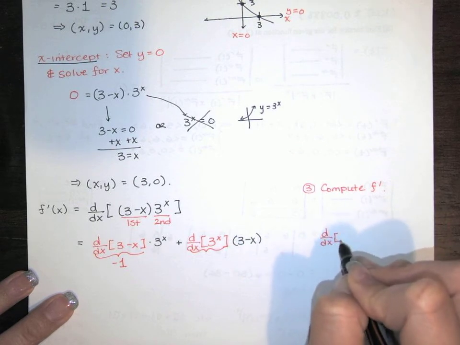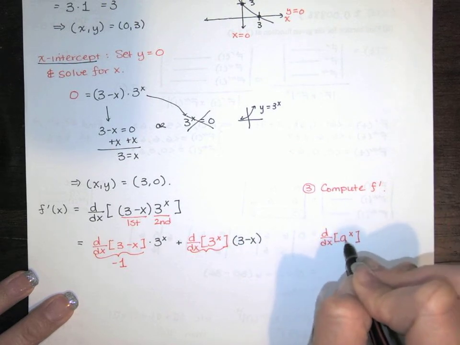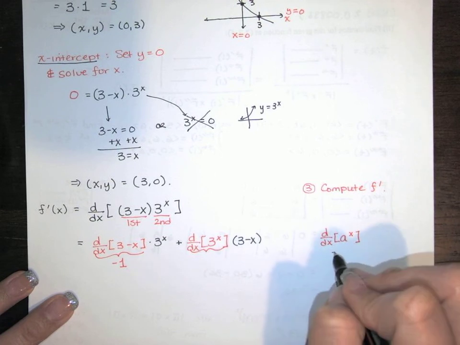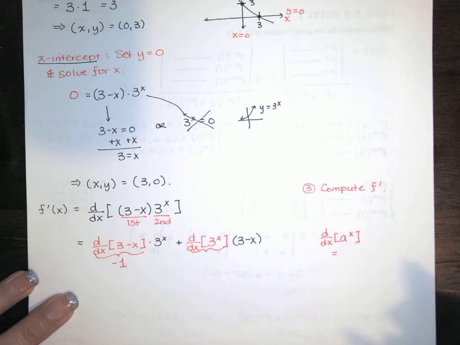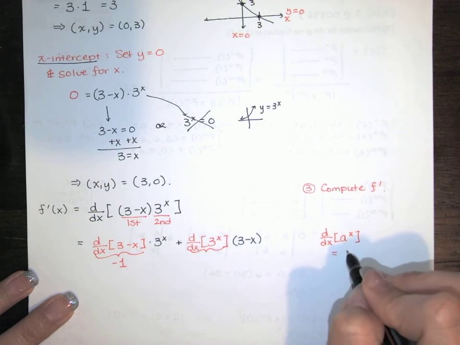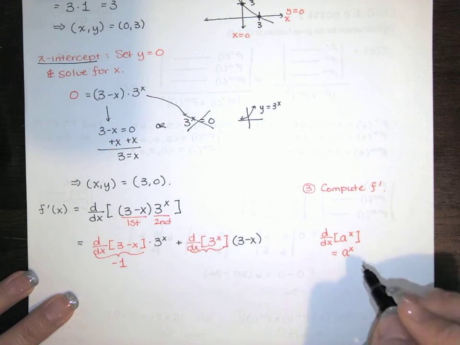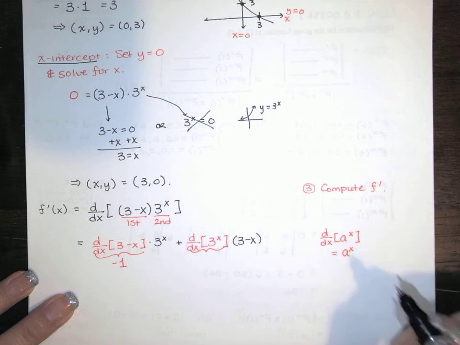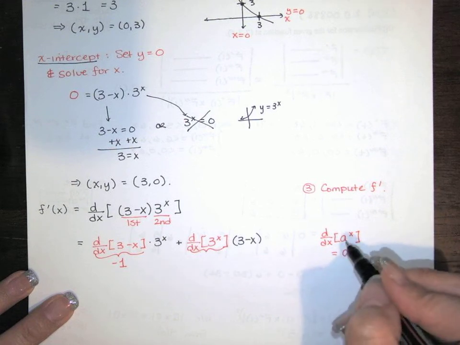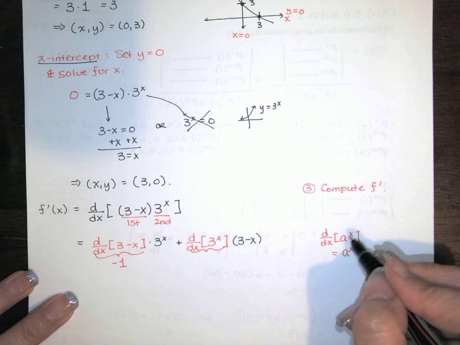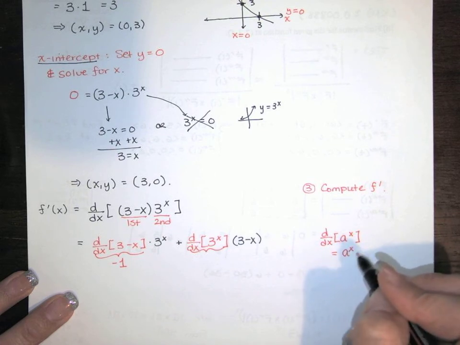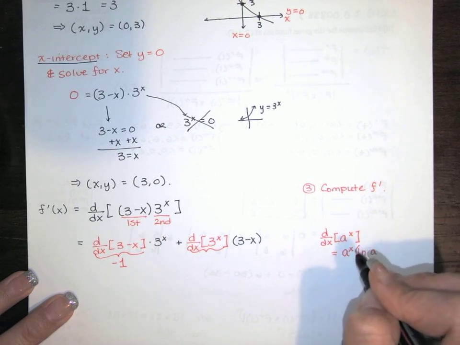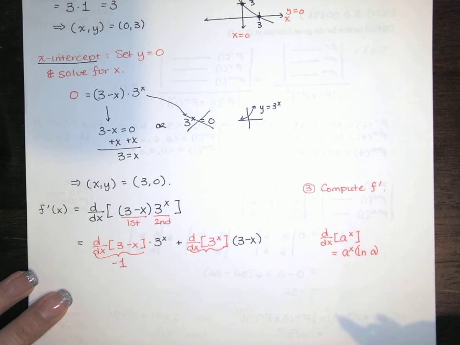There's a rule for that. If you've got a constant raised to the x, it's just an exponential function to a base other than e. You get exactly the same exponential times the natural log of the base. So the slope of a function raised to the x is very similar to the original function. It's just multiplied by this constant, the natural log of the base.